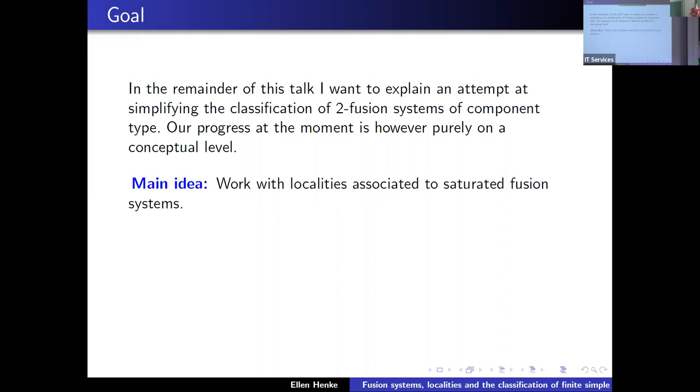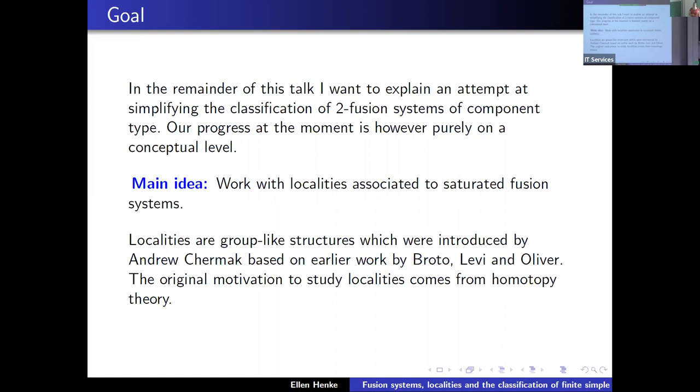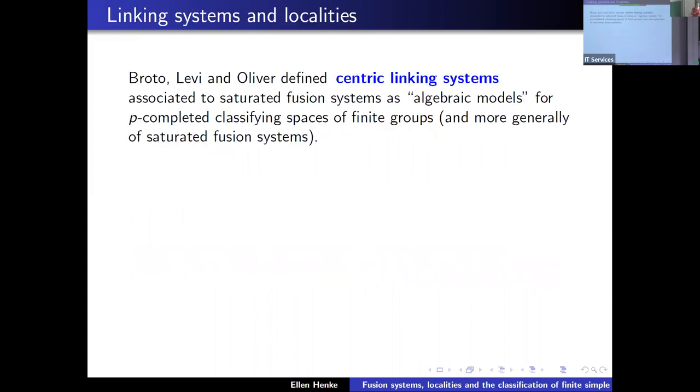So the main idea is to work with localities associated to saturated fusion systems. And localities are group-like structures, which were introduced by Andrew Chermak based on earlier work of Broto, Levi and Oliver. The original motivation to study these concepts comes from homotopy theory, but I think they are also very useful just algebraically. To say a little bit more about this, Broto, Levi and Oliver defined centric linking systems associated to saturated fusion systems, and they can be seen as algebraic models for p-completed classifying spaces of finite groups, in the sense that if you look at the p-fusion system of a finite group, then the p-completed nerve of the centric linking system will just be the p-completed classifying space of the group.